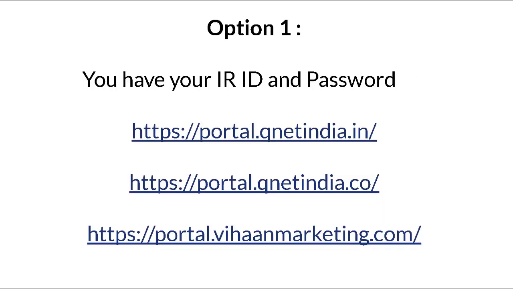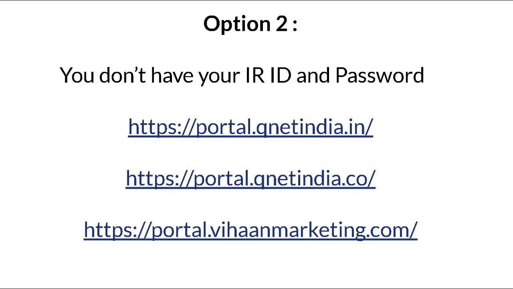Option 1. If you have your IR ID and password, then you can log into the below URL and apply for a refund. We shall show you how you can apply for a refund in this video. Option 2. If you don't have your IR ID and password, then you need to talk to your upline. Upline can be your friends, relatives or family members. Your upline might have created a fake email ID, and using a fake email ID and mobile number they have registered you into QNET, which is against the QNET policy and procedure.